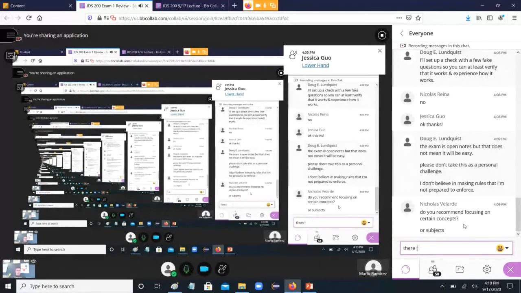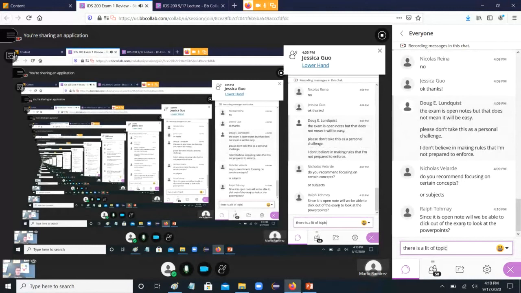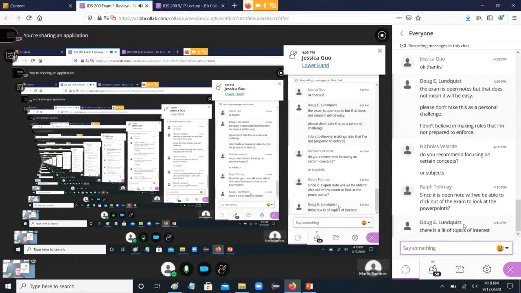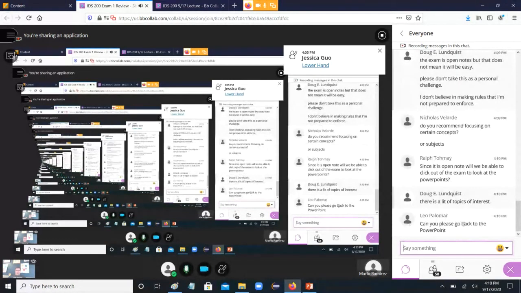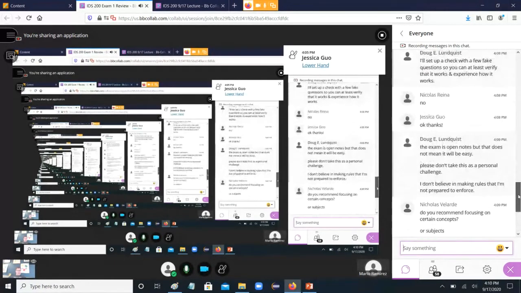Yes, there is a list of topics of interest, along with the FAQ. You can look at whatever you want. You ask, can you click out the PowerPoints? I would say print up the PowerPoints, but yes, you can have a browser window open, you can have other applications open, it doesn't matter. So I'm going to ask the question. I'm going to answer the question.